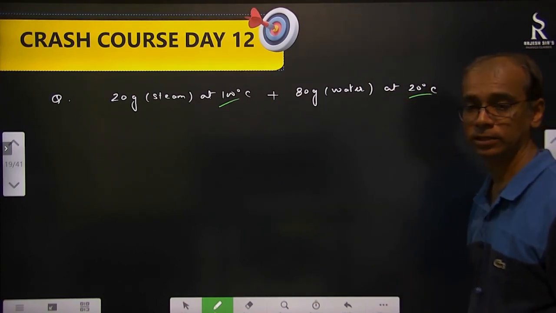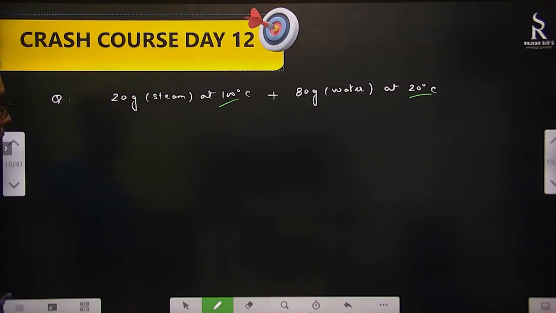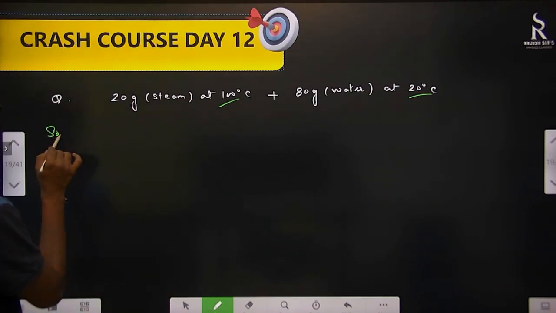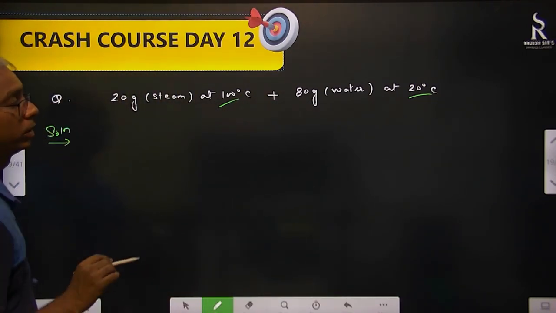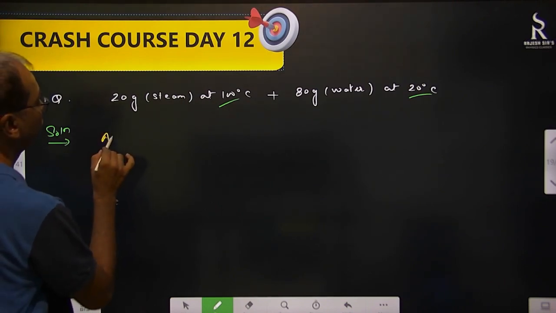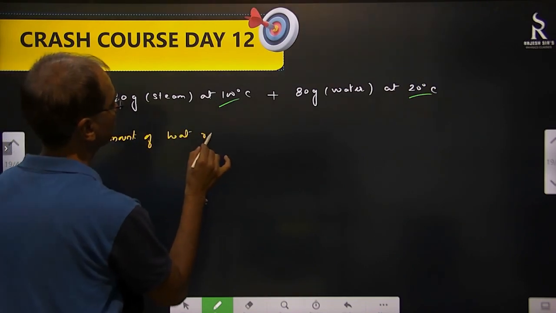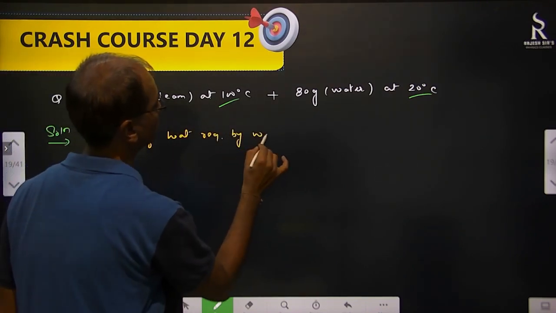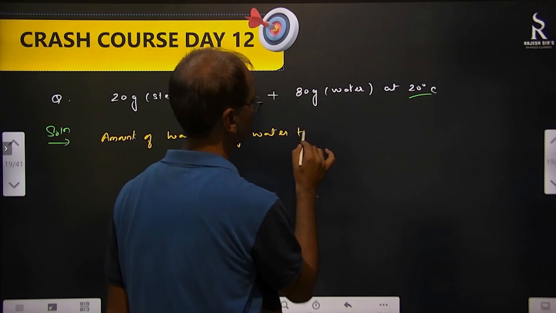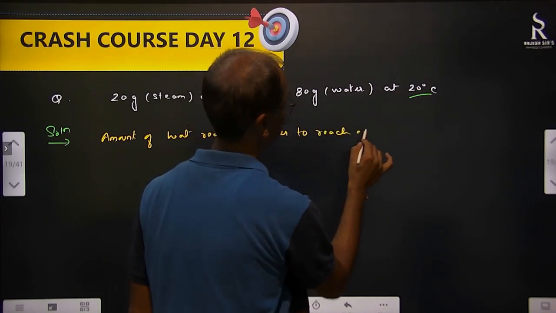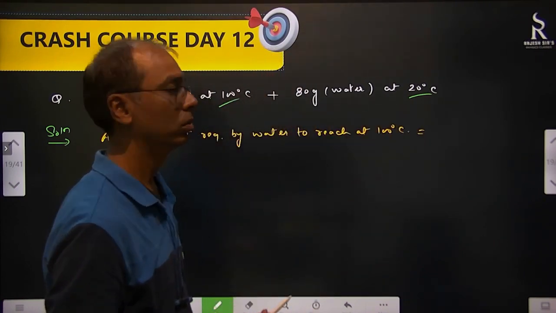Okay, let's see that. Right, the solution is here. First, we are talking about water. The amount of heat required by water to reach 100 degrees centigrade. How to do it? Is there any change in phase? No. So MC delta T only.